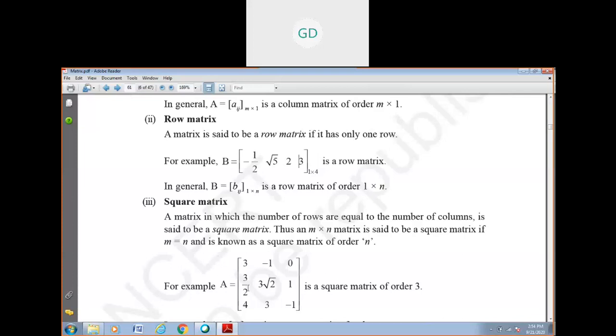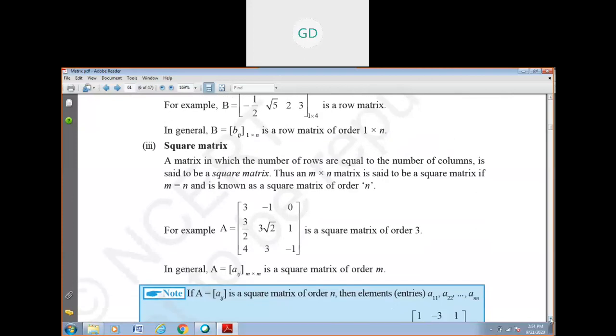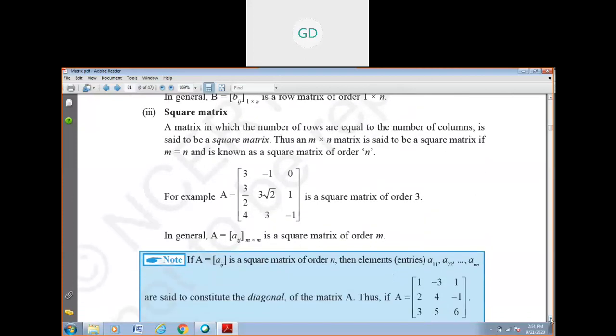Say here 3 rows and 3 columns. So the order is simply 3. It need not be said as 3 by 3 or 4 by 4. Usually it is just said as order 3. If there are 4 rows and 4 columns, then it will be a square matrix of order 4.